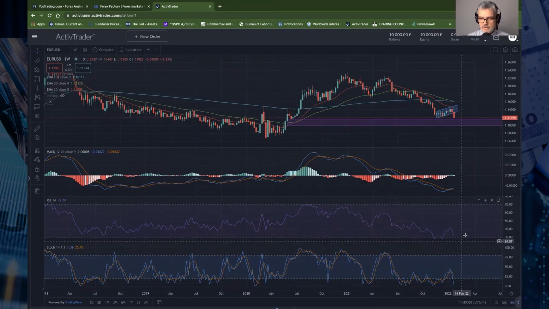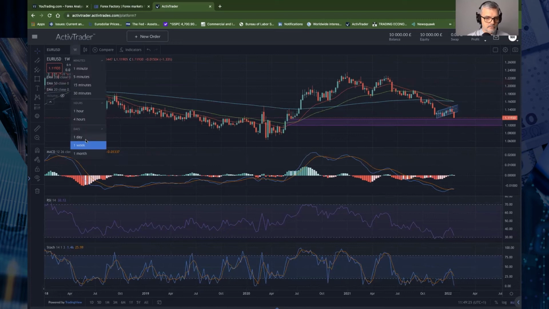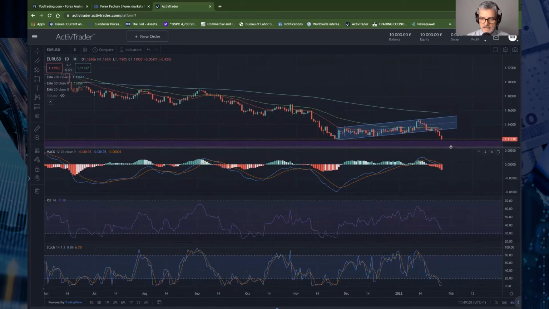The stochastic, the RSI and the MACD aren't fully committed to the downside. The MACD is still positive at the moment, even though it is reducing. The RSI is divergent to price action, and the stochastic is showing that things are getting oversold, but not quite yet. On the daily, it's a little bit clearer. RSI is below 50, so that's bearish. Not oversold yet. MACD is building to the downside. The stochastic indicator is in the oversold area, but whilst the MACD is red and the stochastic is lower, that is a bearish trend to the downside.